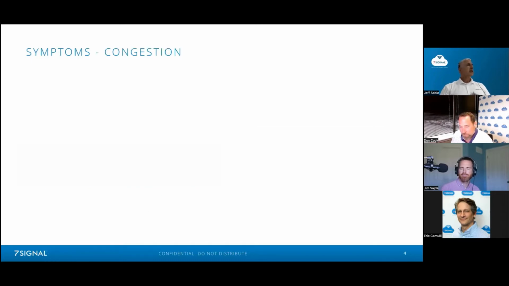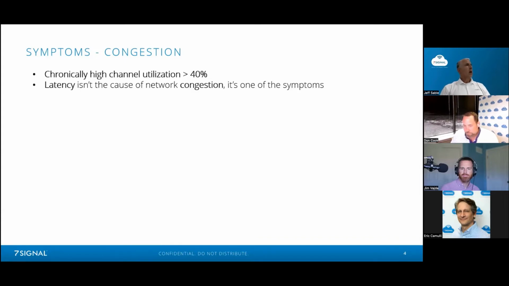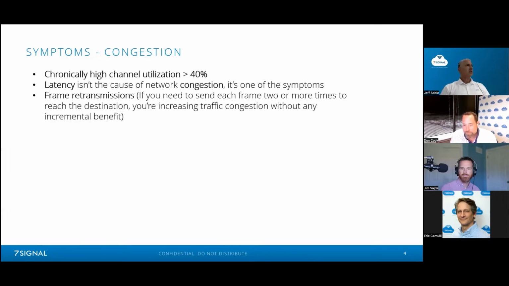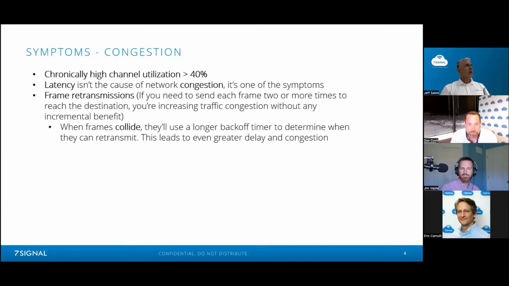Moving on. So congestion, you think about lots of devices connecting, and I think congestion is a good criteria to look at. From a definition perspective, again looking at numbers, chronically high channel utilization, right? Channel utilization greater than 40%. And latency is a symptom of congestion, not congestion causes latency, but latency is part of the story. And going further, retransmissions. If you have to send data more than one time, you're increasing the amount of traffic and you're not really getting a lot of benefit.